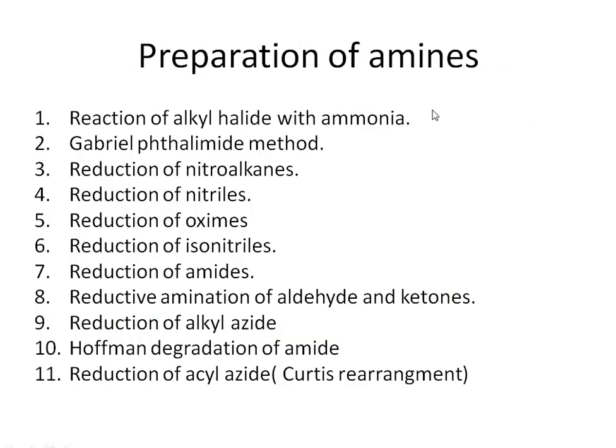Then we'll see the preparation methods for the amine. There are 11 methods we will discuss here for the preparation of amine. First one, reaction of alkyl halide with ammonia. Second, Gabriel phthalimide method. Third, reduction of nitroalkane. Fourth, reduction of nitriles. Fifth, reduction of oxime. Reduction of isonitriles. Reduction of amides. Reductive amination of aldehyde and ketone. Reduction of alkyl azide. Hofmann degradation of amide, and reduction of acyl azide.